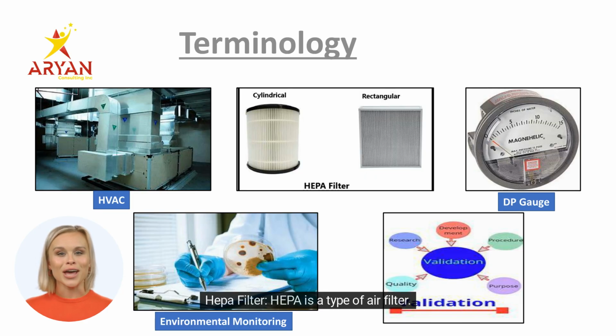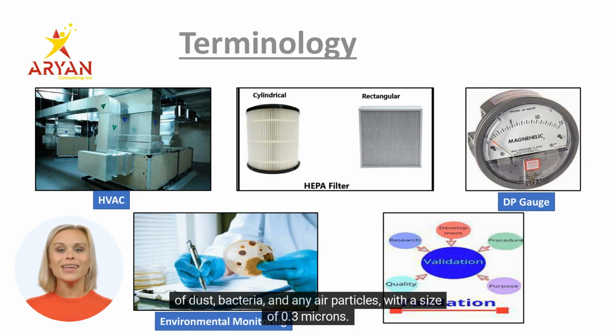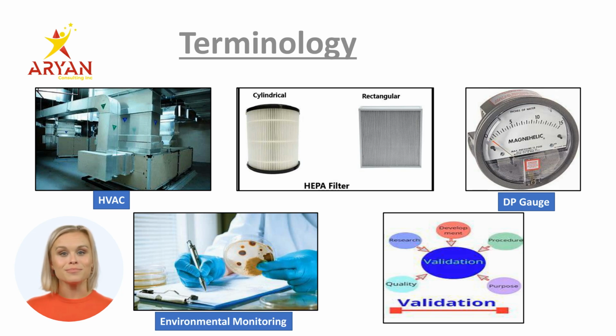HEPA filter. HEPA is a type of air filter. It is known as high-efficiency particulate air. This type of air filter can remove at least 99.97% of dust, bacteria, and any air particles with a size of 0.3 microns.